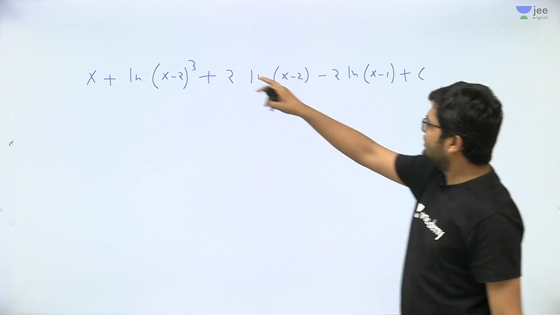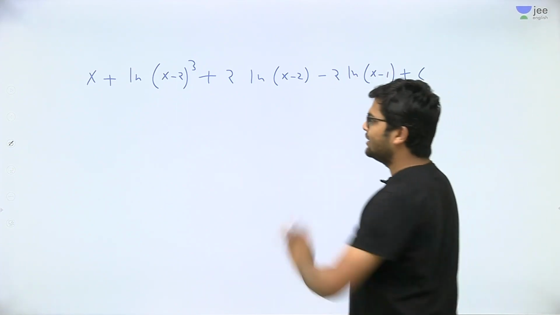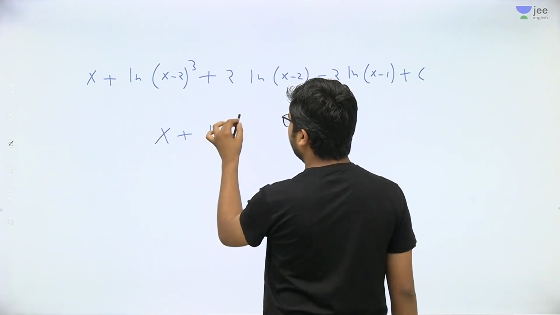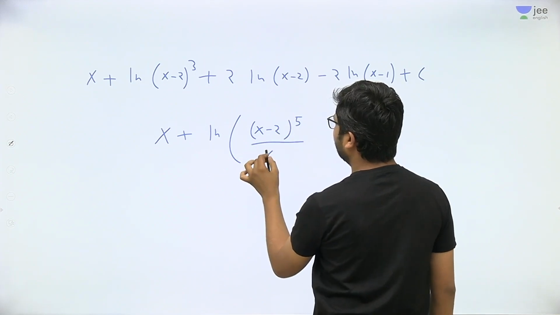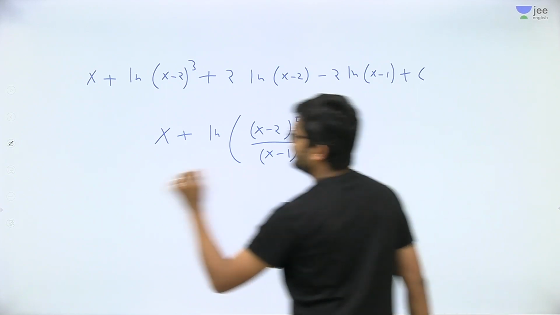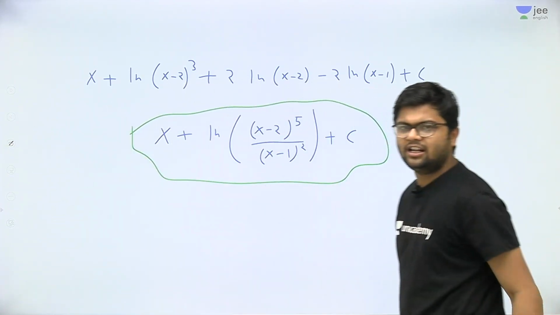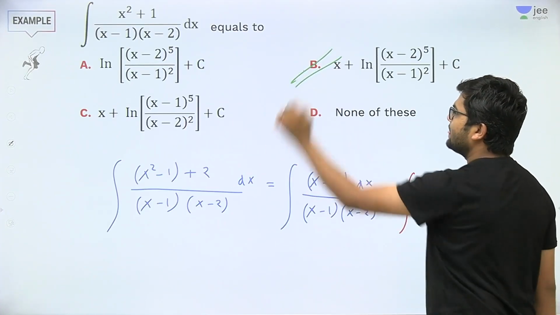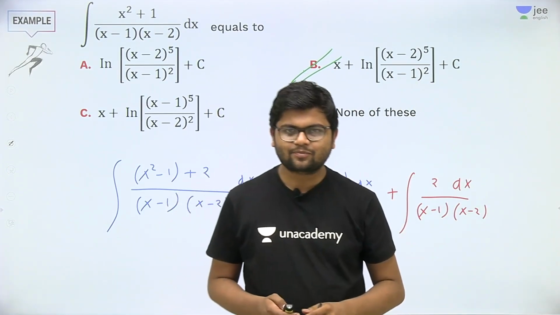Now very easily, this will come in the power, this will come in the power, it is negative, so it will go in the division. So the final answer will be x plus ln of (x minus 2) whole raised to the power 5 divided by (x minus 1) whole raised to the power 2, plus c. This will be your final answer. Got my point? This is the final answer. So the answer will come out to be B for Bombay. I hope everybody must have got the point that I want to convey.